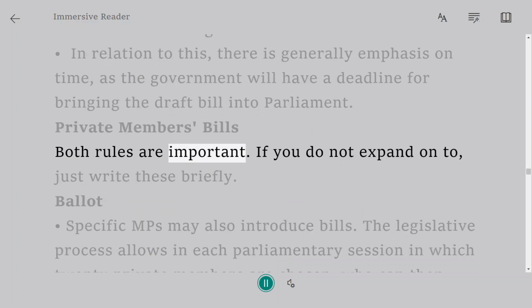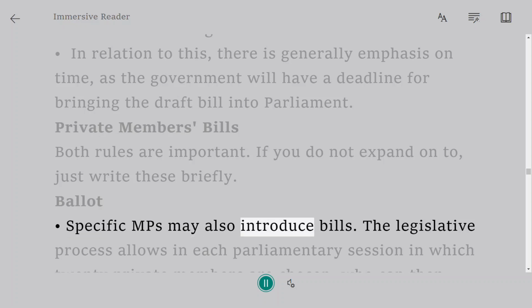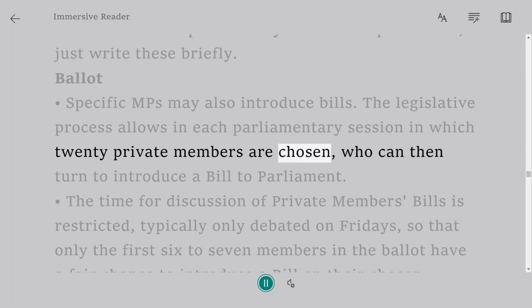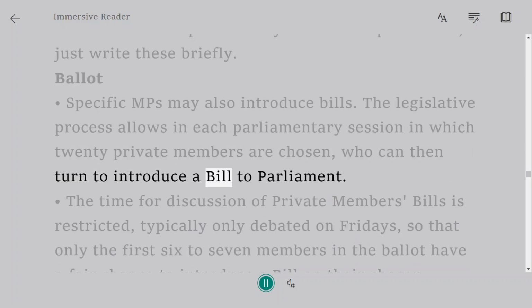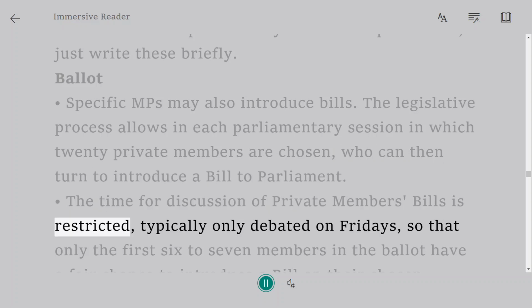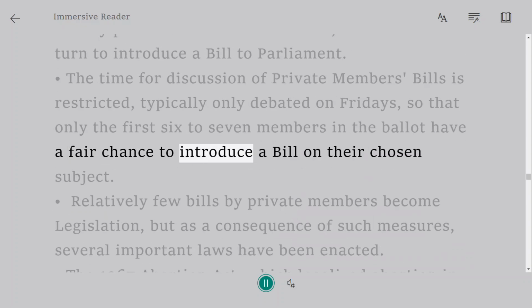Both routes are important. If you do not expand on them, just write these briefly. Ballot. Specific MPs may also introduce bills. The legislative process allows in each parliamentary session that 20 private members are chosen, who can then introduce a bill to Parliament. The time for discussion of private members' bills is restricted, typically only debated on Fridays, so that only the first 6 to 7 members in the ballot have a fair chance to introduce a bill on their chosen subject.